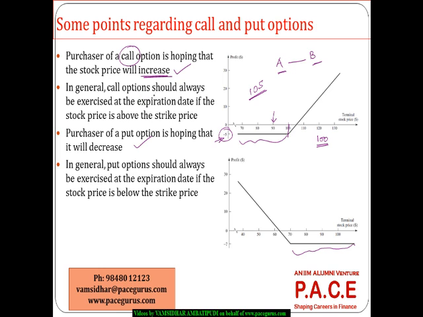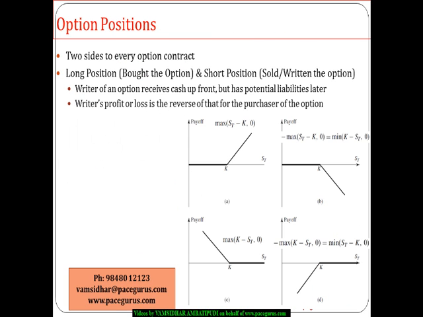So a general logic is, in case of a call option, the holder will always exercise it the moment the stock price is greater than the exercise price. In case of the put option, the holder will always exercise if the stock price is less than the exercise price. So this can be taken as a very general rule, very much applicable in almost all the cases.